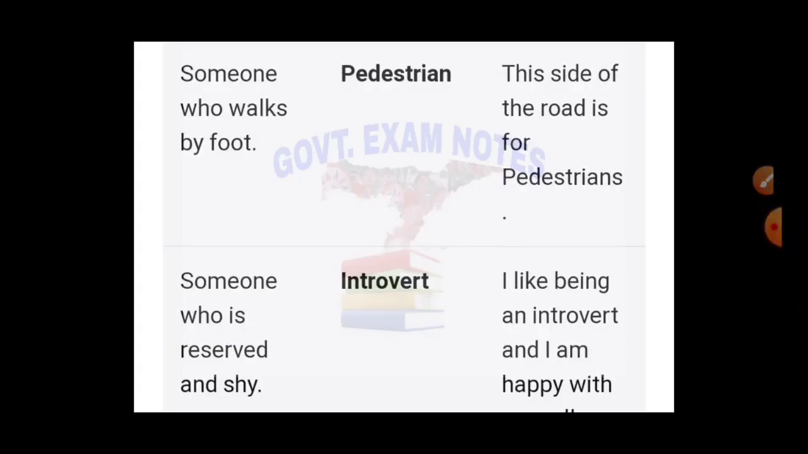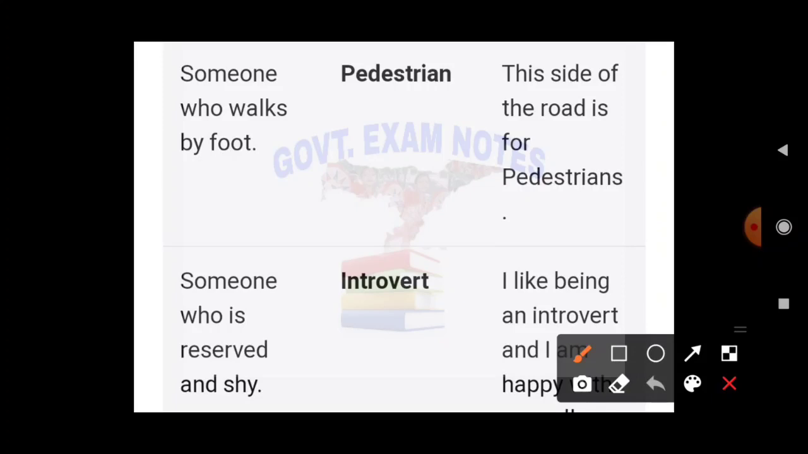Next is someone who walks by foot. So someone who walks by foot is called pedestrian. Pedestrian is the word. Next is someone who is reserved and shy. So the one who is reserved and shy is called introvert. Or yesterday we got the line, one who doesn't express himself freely. That will also be called introvert.